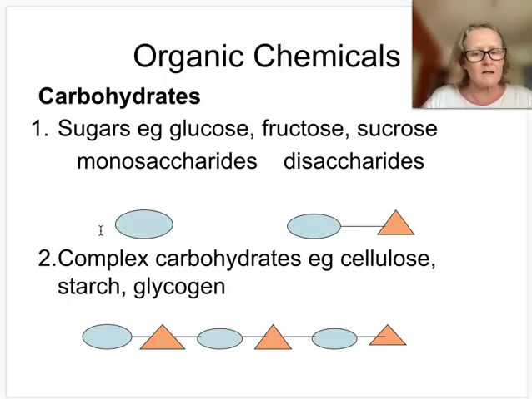The complex carbohydrates that are not sweet have either structural or storage functions. So starch and glycogen are storage molecules, whereas cellulose is structural. They store carbohydrates in starch in plants and glycogen in our liver in animals, and cellulose is what plant cell walls are made out of, so it's a structural carbohydrate.